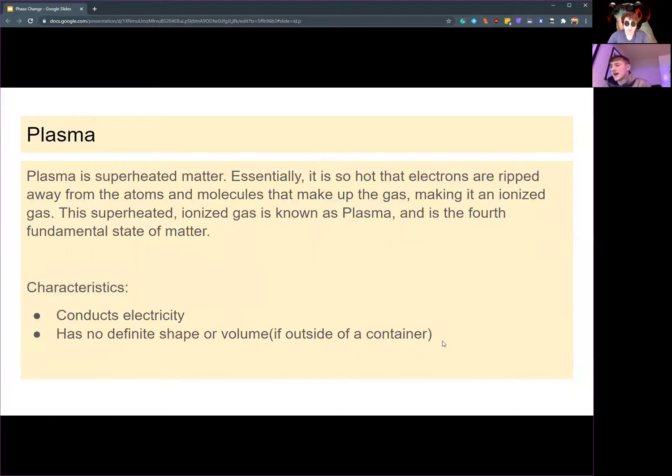Another type of gas, which is actually a fourth state of matter, is plasma, which is superheated matter, and it's so hot that the electrons are ripped away from the atoms and molecules that make up the gas, and this makes it an ionized gas. So the superheated ionized gas is known as plasma, and the fourth fundamental state. It conducts electricity and has no definite shape or volume if outside a container, like already stated.